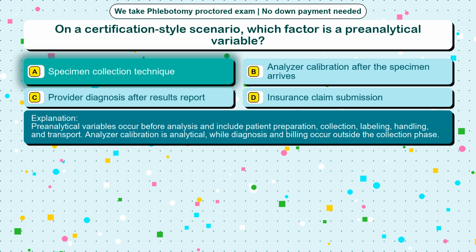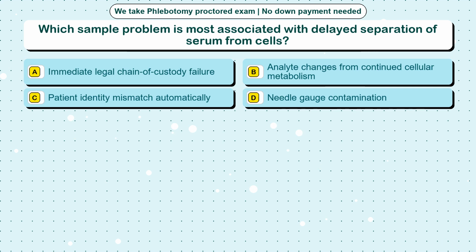Pre-analytical variables occur before analysis and include patient preparation, collection, labeling, handling, and transport. Analyzer calibration is analytical, while diagnosis and billing occur outside the collection phase. Question 16. Which sample problem is most associated with delayed separation of serum from cells?